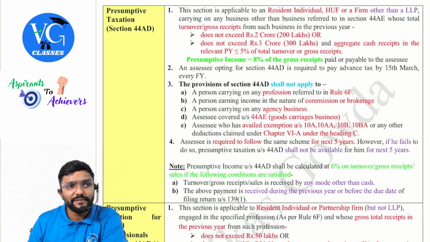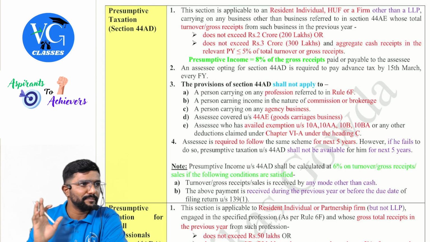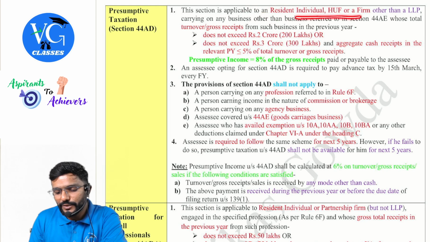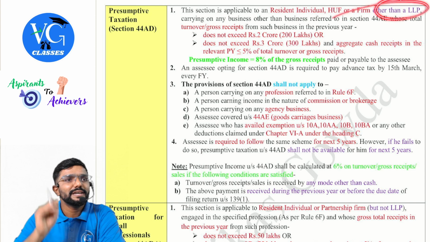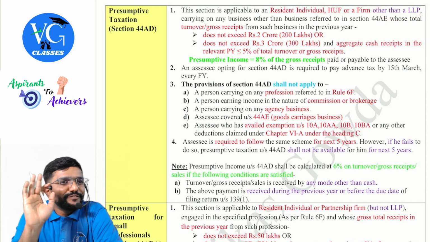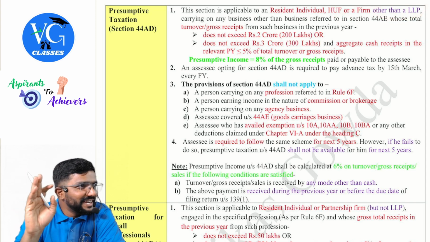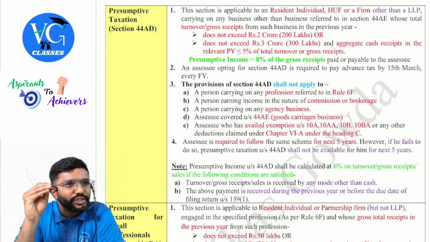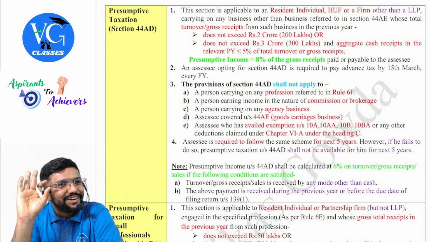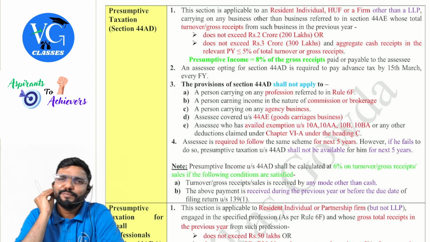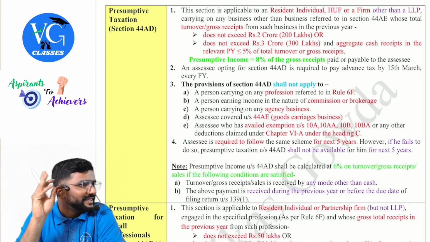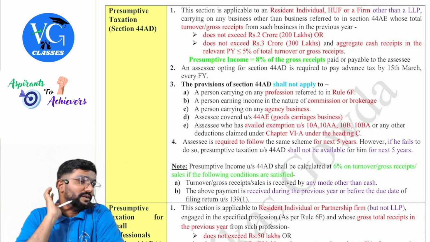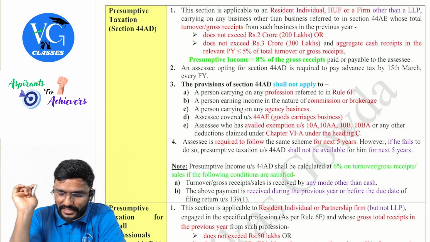Guys, please be careful with each and every point, because only when everything is taken care of can we apply this. If not, no. This section is applicable to a resident individual, HUF and firm other than LLP. Actually, in income tax law, wherever firm is there, firm includes LLP. But here they are telling it is not available for LLP. Presumptive scheme under section 44AD is available only for a resident individual, HUF and firm, and firm here will not include LLP. Sir, is it available for companies and all? No, they told only 3 persons: individual, firm, and HUF. All 3 should be resident.